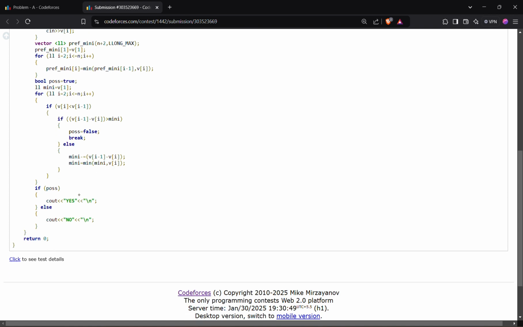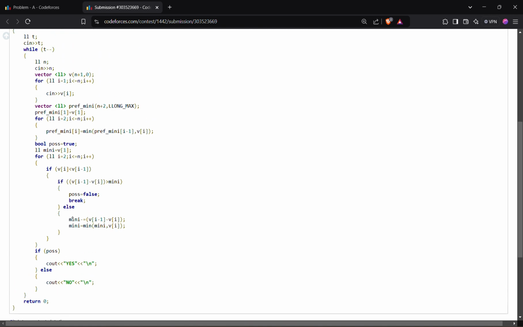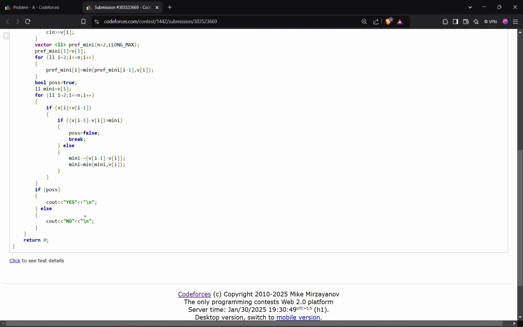And yes, if it is possible to make the sequence of the elements 0, you are basically outputting yes, otherwise no.